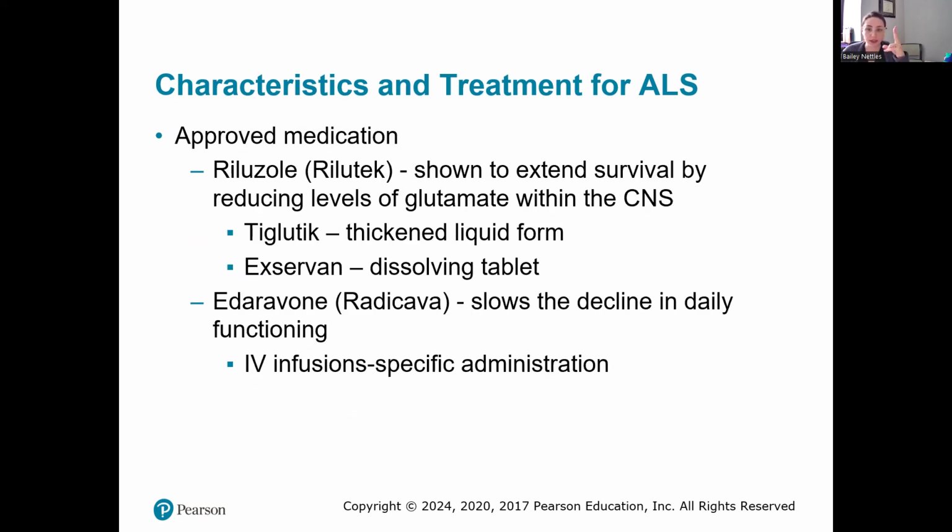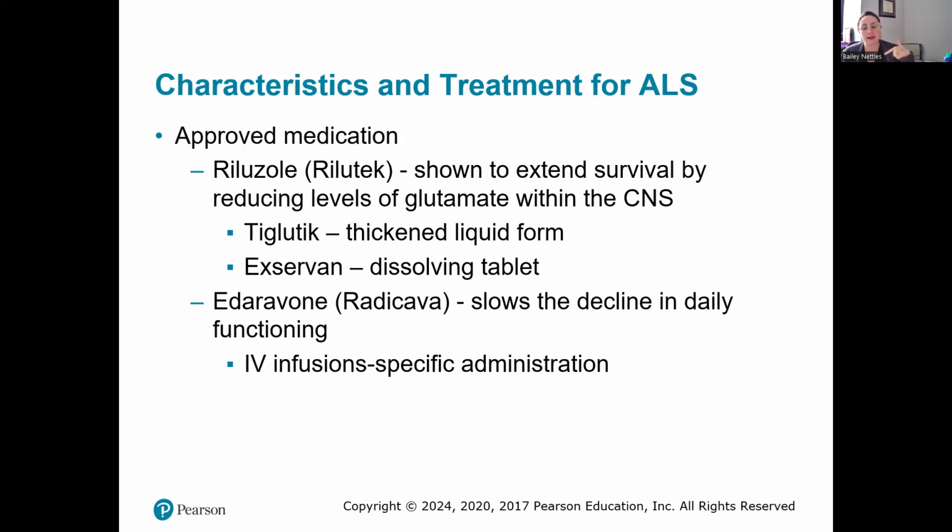So there's two drugs. Riluzole can extend the survival by reducing levels of glutamate within the CNS, which helps prevent the atrophy. You slow the atrophy down. Okay. There's two other forms. So if you're having trouble swallowing, they can give you these other two forms. They're just called something different. Okay. So one's a thickened liquid and one's a dissolving tablet. So if I'm already having difficulty swallowing or chewing, I need to do this.